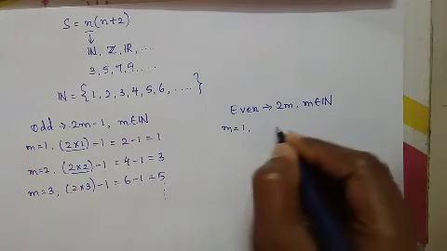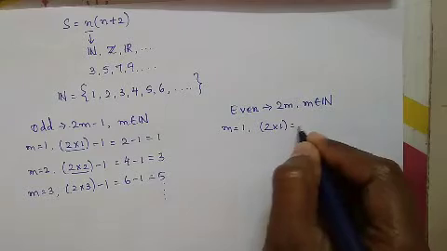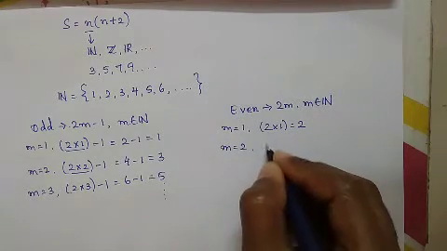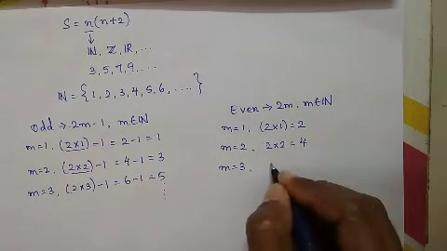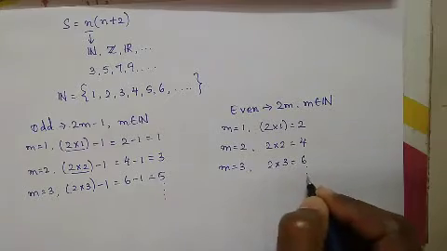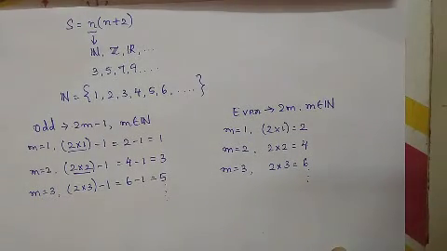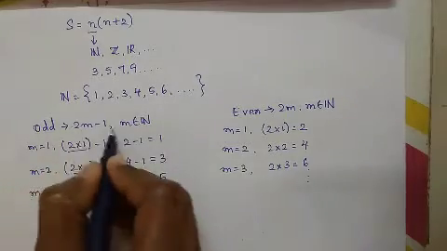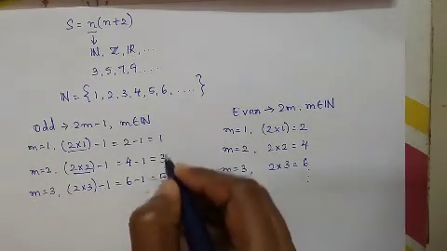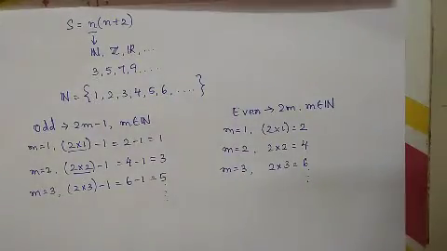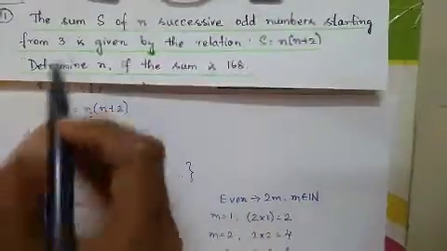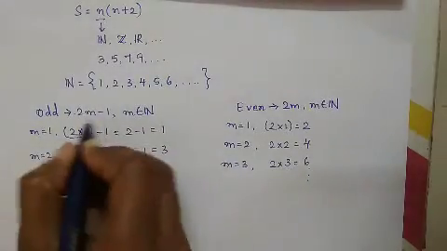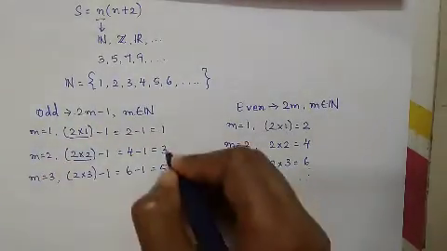When m is equal to 1, 2m is 2 into 1 which is 2. When m is equal to 2, 2m is 2 into 2 which is 4. When m is equal to 3, 2m is 2 into 3 which is 6 and so on. We get the list of even numbers. So now this 2m minus 1 represents all odd numbers from the set of natural numbers. But in the problem, I just want the numbers starting from 3. These are the only numbers which I want. So let us re-alter this 2m minus 1 so as to start from 3.